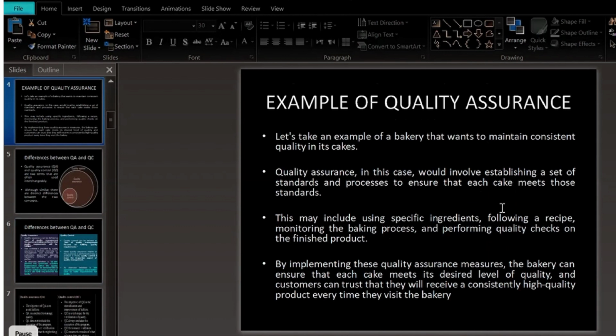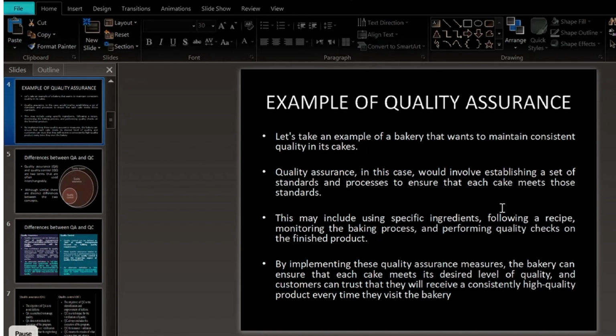Let me give you a very quick example. I have selected a very random example from your daily life. Let's take the example of a bakery that wants to maintain consistent quality in its cakes. Now, in online business and product launches, though we are working with big organizations at the moment, we are quite aware that little startups are also launching their products, and they don't have any formal background of quality control and assurance the way we do, though they are giving their best.